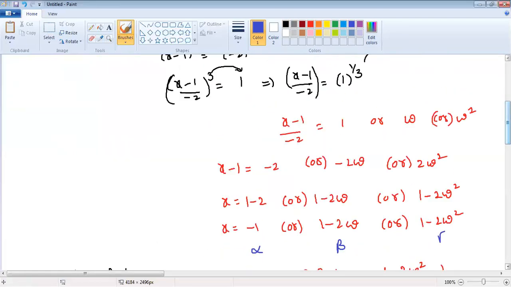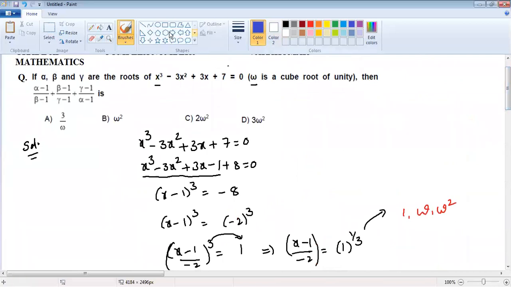Now from the options, option D, 3 omega square, is the right answer.